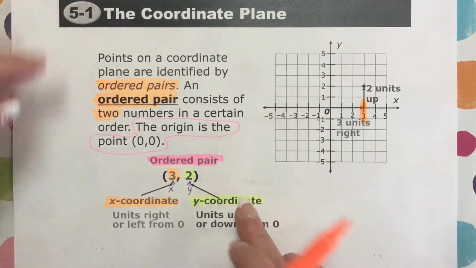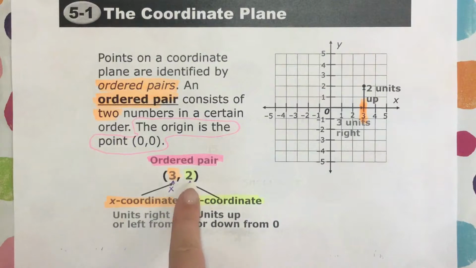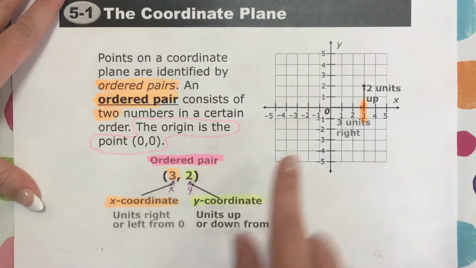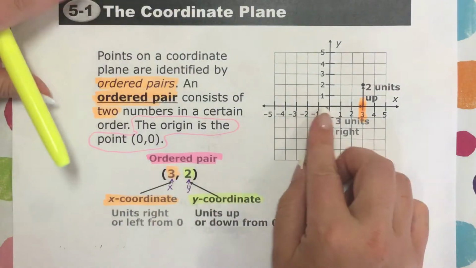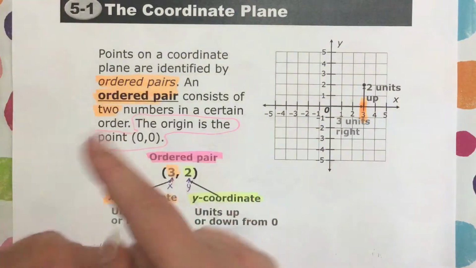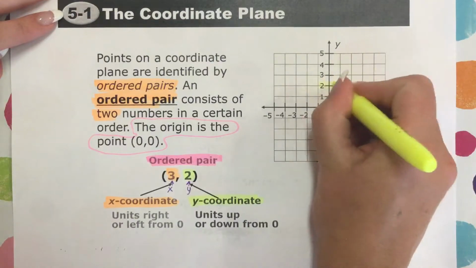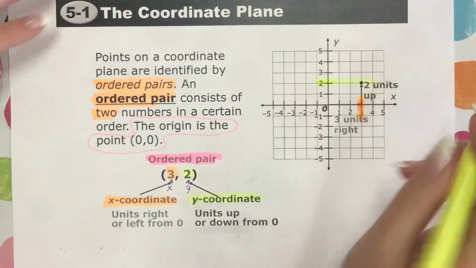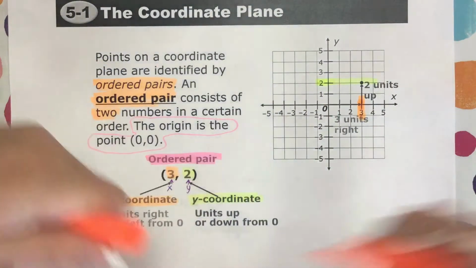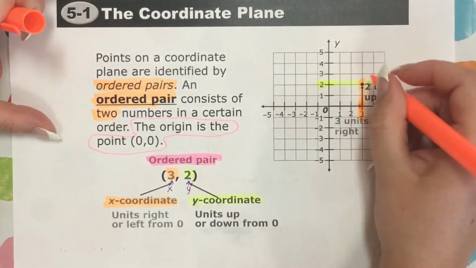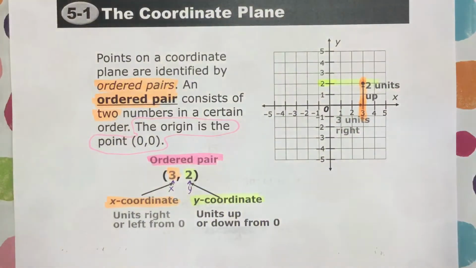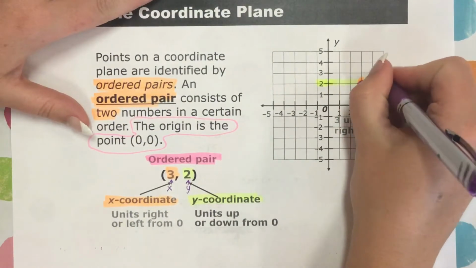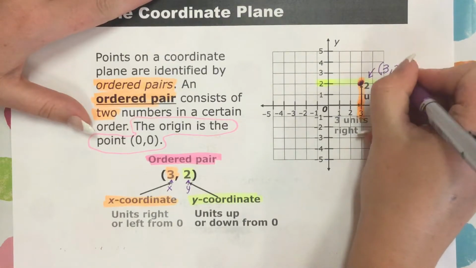Now the y-coordinate is referring to 2. So the y-coordinate is the y-axis, and 2 is positive. So we would go up 2 units. So here we go, 1, 2. This is where y is 2. Now if I draw a line across here, and I draw a line across here, they meet right here. And that is where the point is. The point is here. That is 3, 2.